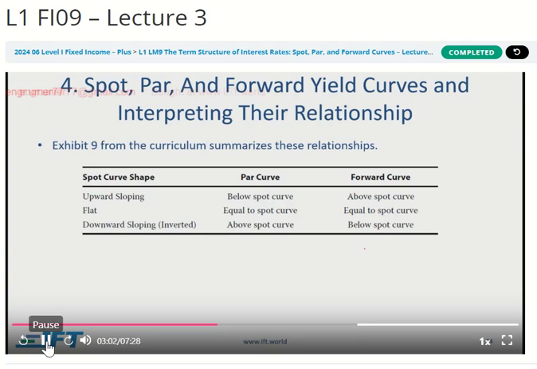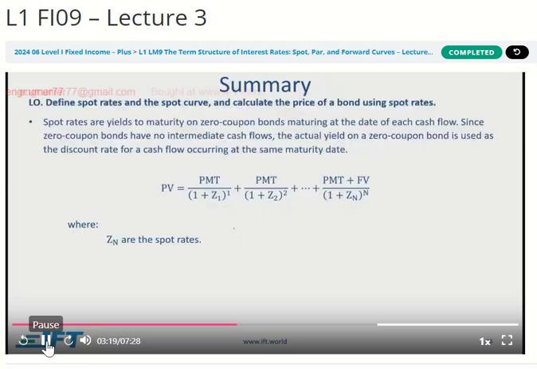Right. And of course, you have this wonderful summary in the curriculum, which tells you when it's flat, it's equal, right? And when it's upward sloping, forward curve is above, whereas par is below. And if it's downward sloping, then forward is below and par is above. Right. So that is the end of this learning module.